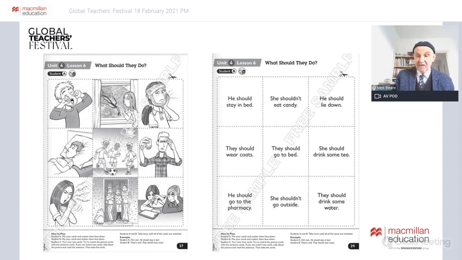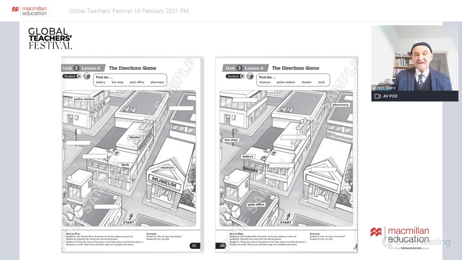Or it could be something a little bit more, this would be a slightly more advanced level, where, again, it's communicative. One student's got one map, the other student's got a second map, and they're all actually working together to try and find out where everything is. So student A on one side might say, how can I get to the bakery?